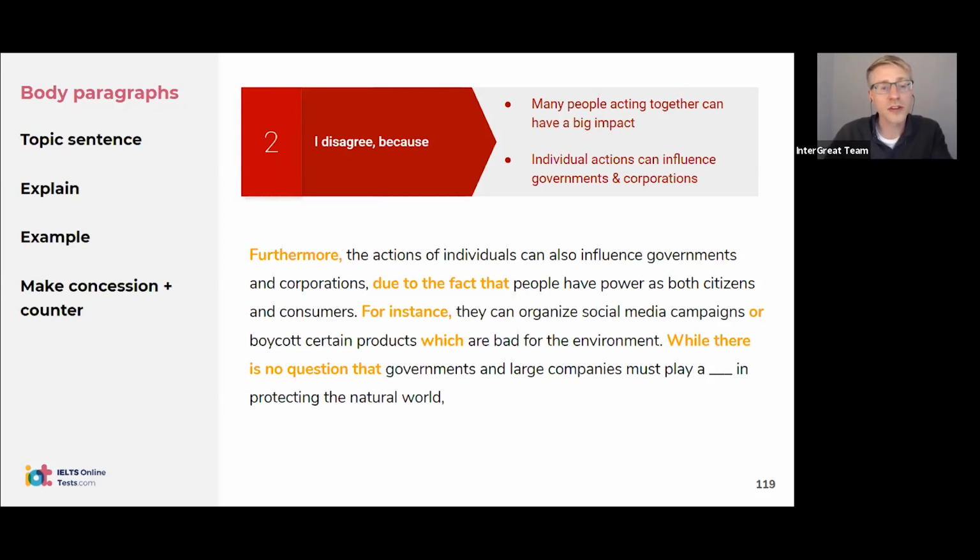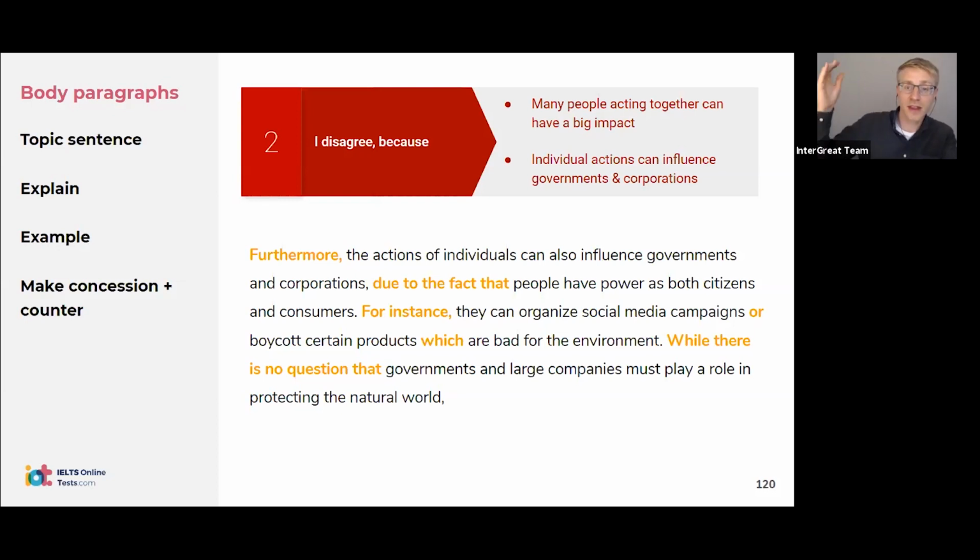Ronak, you don't need to always use a counter. And in fact, you don't need to use it at all. However, it will help to improve your score if you can use it appropriately, which is why we're looking at this technique now. So very good, Mohammed: "Governments must play a role in protecting the natural world."